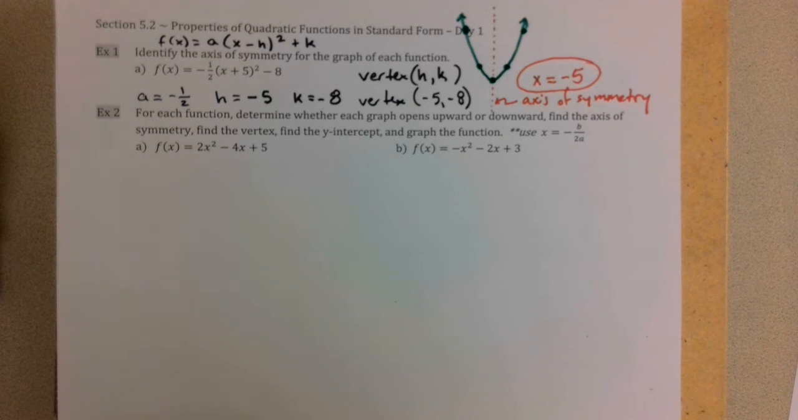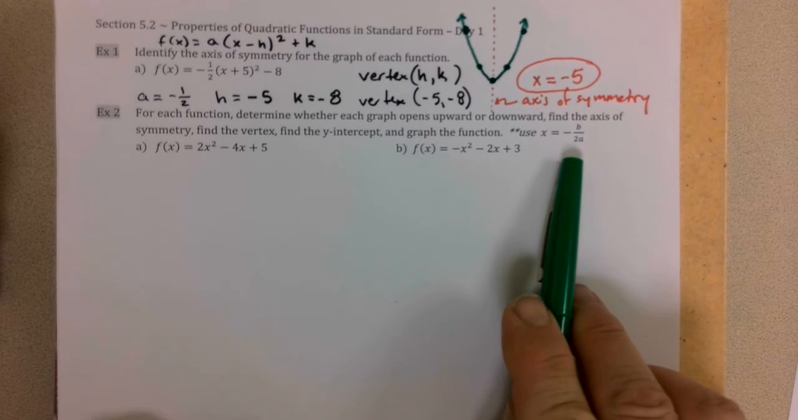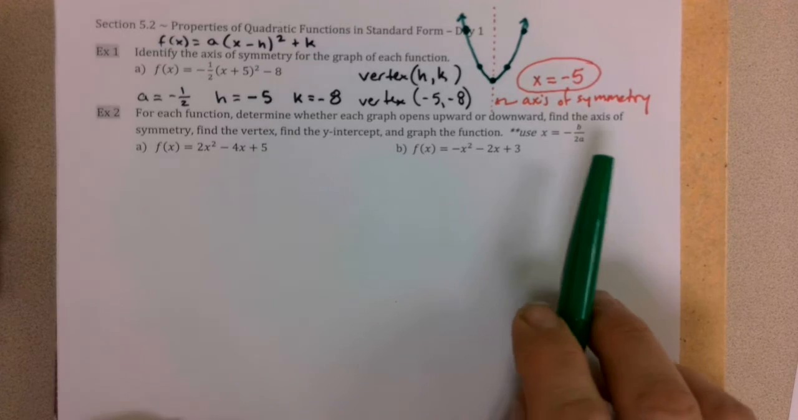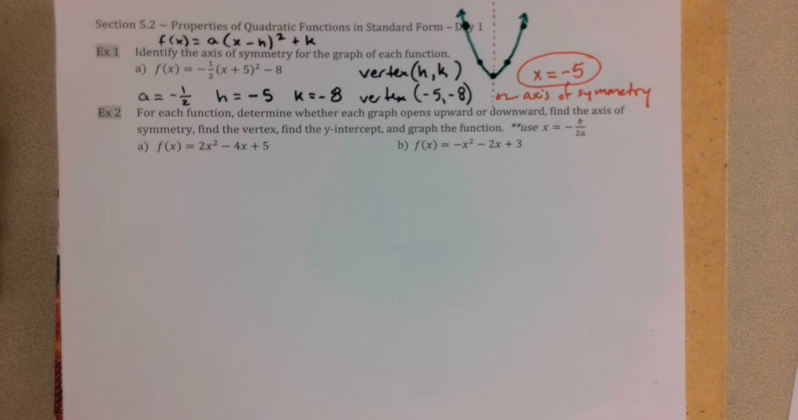For example 2, we have quite a bit in the directions. We're supposed to determine if the graph opens upward or downward. We're supposed to find the axis of symmetry, the vertex, the y-intercept, and the graph. And there is a little hint here. We are supposed to use x is equal to the opposite of b over 2a in order for us to go through and do our graph and our calculations with our vertex.